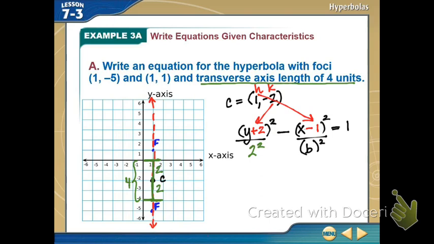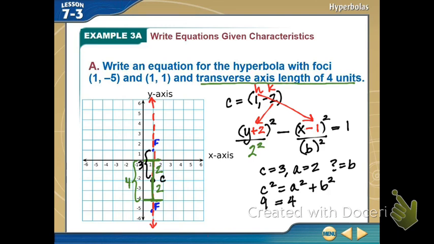What I know in my problem is that my focal length is actually 3. So if C equals 3 and A equals 2, how do I solve for B? We're going to use the Pythagorean theorem. C squared equals A squared plus B squared. That means 9 equals 4 plus B squared, and I get B squared equals 5. So I can go back here and replace this B squared with 5. And that is how I'm going to find that equation.